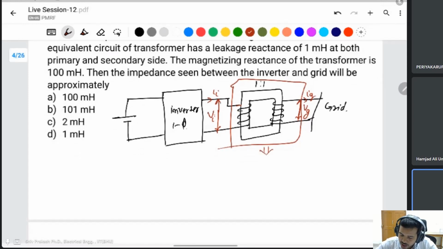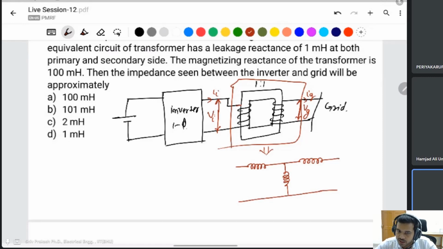So you know about a transformer. A transformer will be replaced by a circuit like this: primary winding, this is the secondary winding. If you transfer to any side, primary or secondary, then it will look like that. Resistance is not given, core resistance, that's why this will be 0. This is the primary LS1, the secondary LS2. Secondary transferred to primary is a squared LS2, but a is 1, so it will be the same. This will be LM.